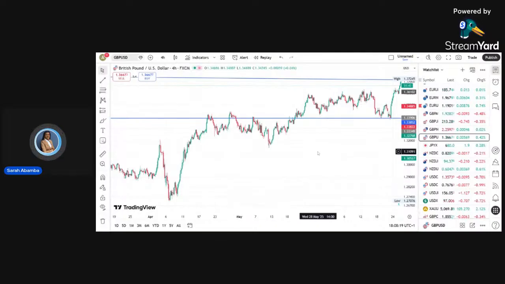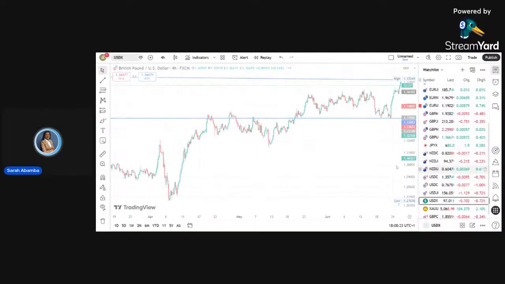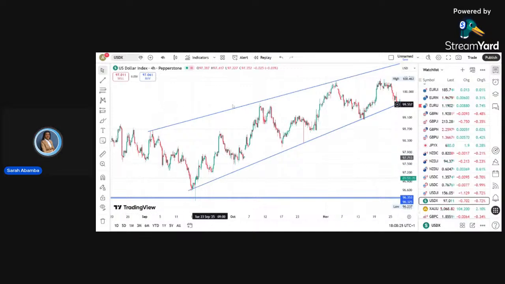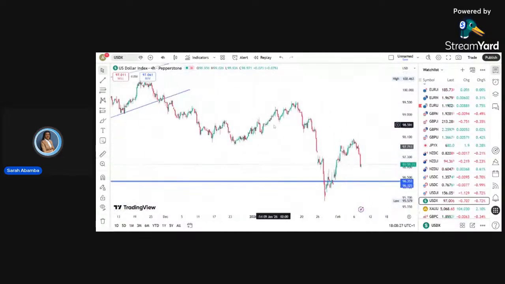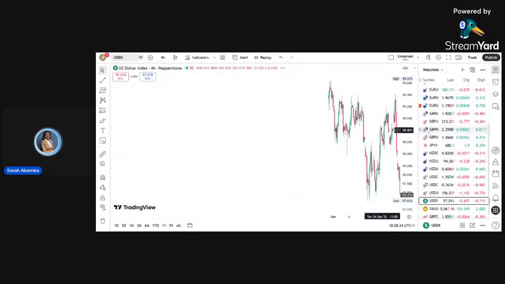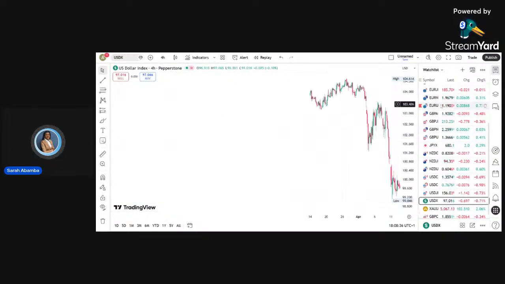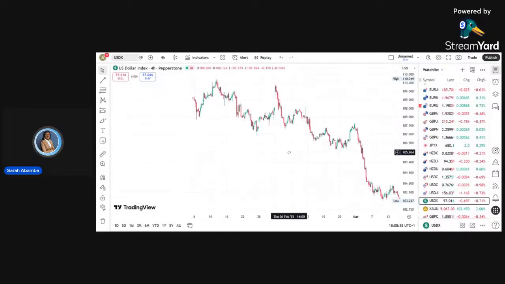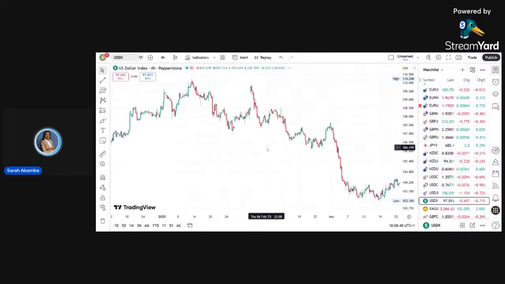You see, if you can get this correctly, it is more like words and opposites. So the support is the opposite of a resistance. The uptrend is the opposite of a downtrend. You get? So when you place a buy order in an uptrend, you place a sell order in a downtrend. When you place a buy order at a support, you place a sell order at a resistance.